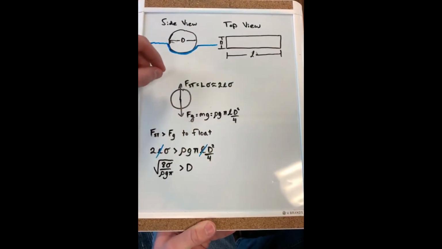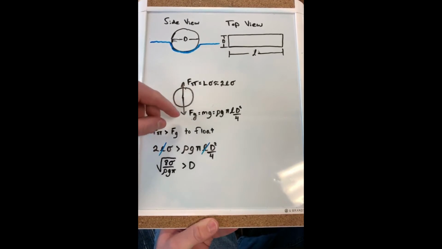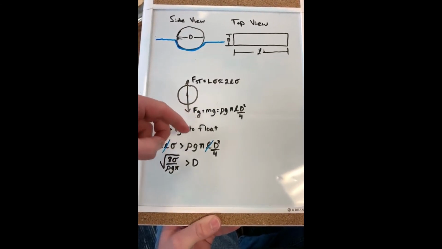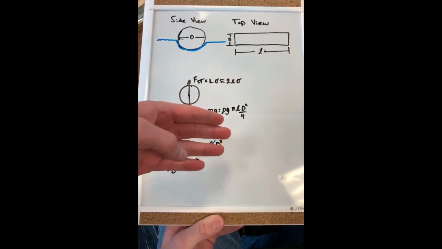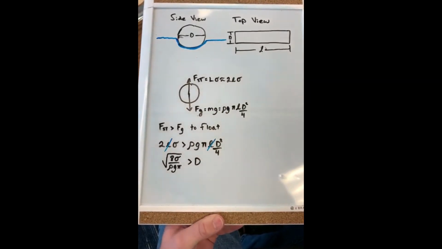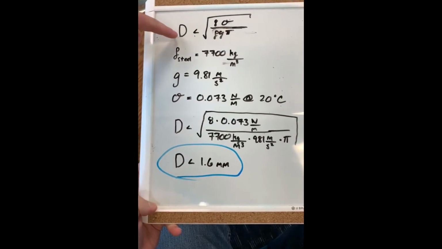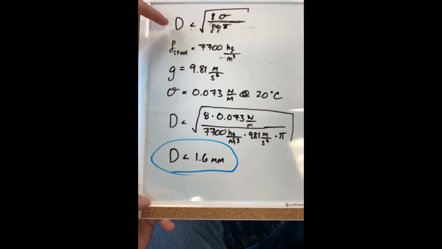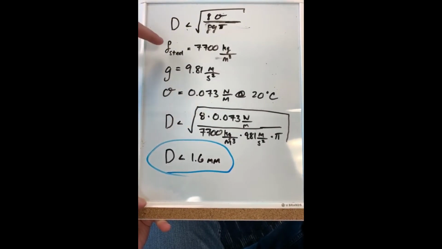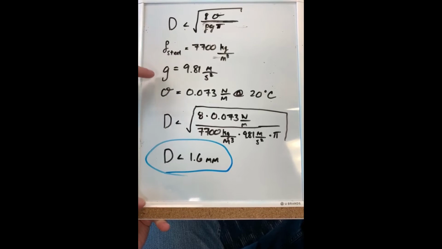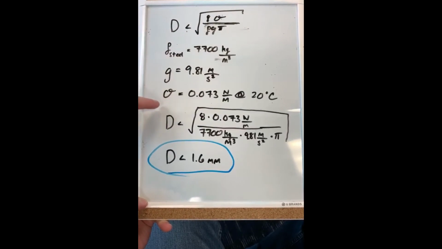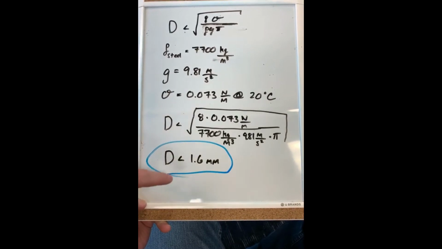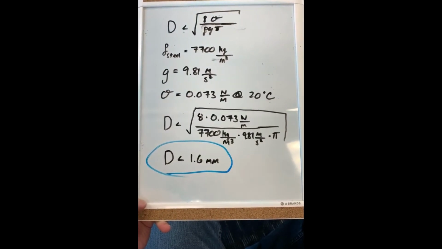And when the force of surface tension is greater than the force of gravity, the needle will float. The force of gravity can be increased mainly by the diameter increasing, which we will be testing today. This is the base formula to see what diameter is needed for the needle to float. We did an example of steel here to find the maximum diameter for it to float, and we found that the diameter must be less than 1.6 millimeters in order to float in water.